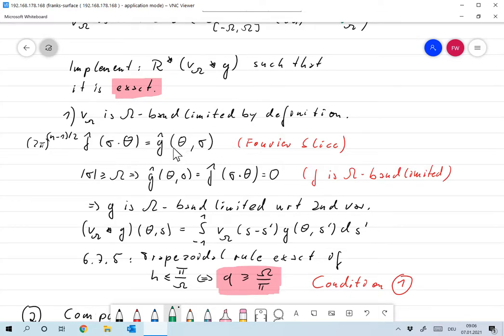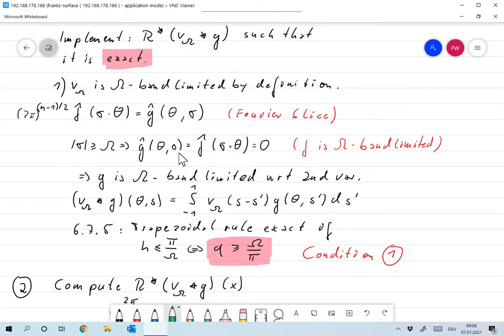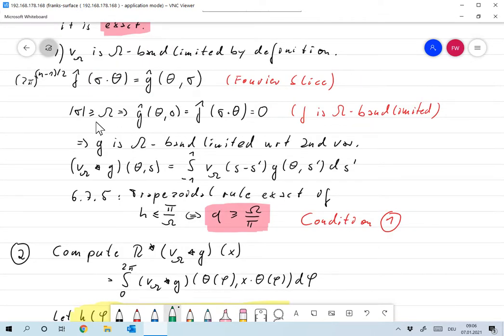On the other hand, since f is omega band limited, and due to the Fourier slice theorem, which I wrote down here once again, we have that g hat of theta and sigma is 0 for absolute value of sigma larger than omega, because then this one over here is 0 since f is omega band limited. Again, I remind you that in this chapter, by omega band limited, I simply mean that f hat vanishes outside of the ball of radius omega, so it's band limited with respect to the 2-norm. Of course, if it vanishes for absolute value of sigma larger than omega, that just means that g is omega band limited with respect to the second variable.